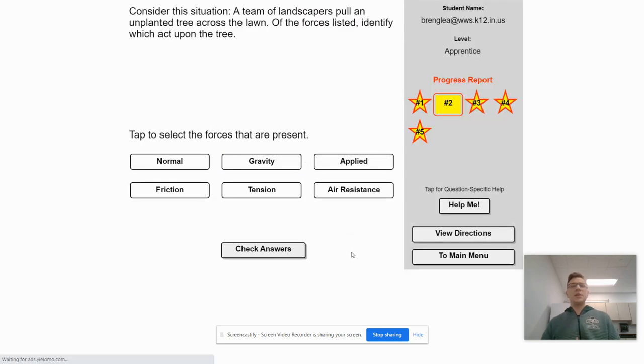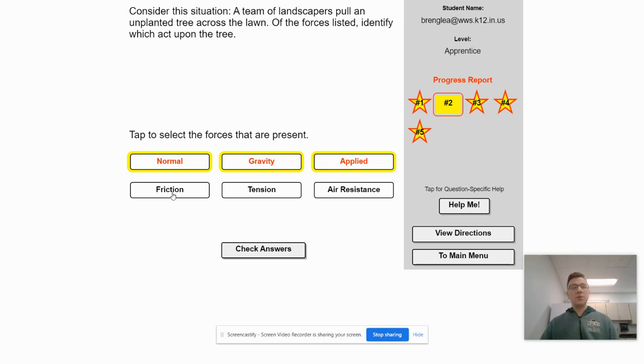All right, a team of landscapers pull an unplanted tree across the lawn. So there's always going to be gravity acting on, we're identifying the forces on the tree. The tree is sitting on the ground, so there's going to be a normal force that pushes back up against it. It does say that the landscapers pull the tree, so there's an applied force.